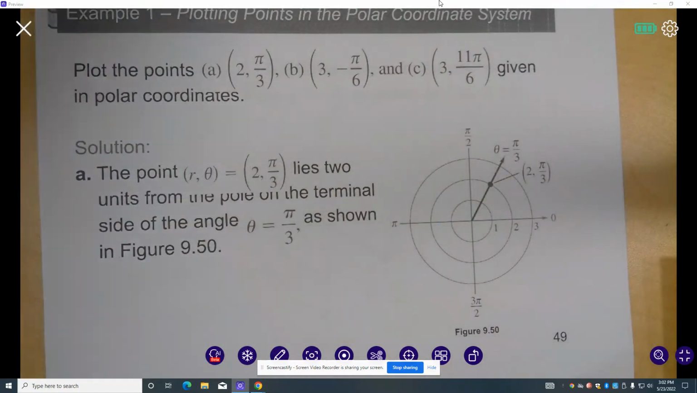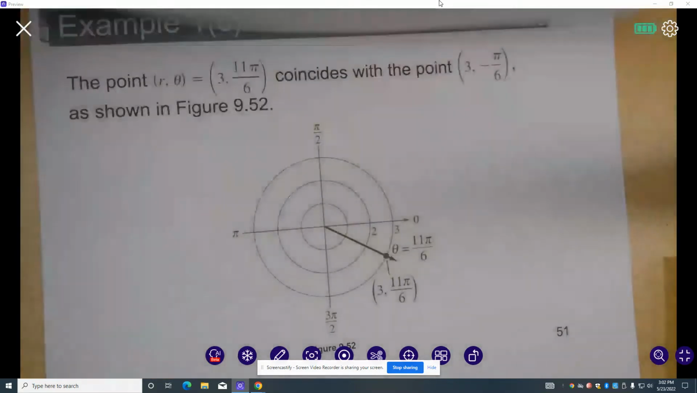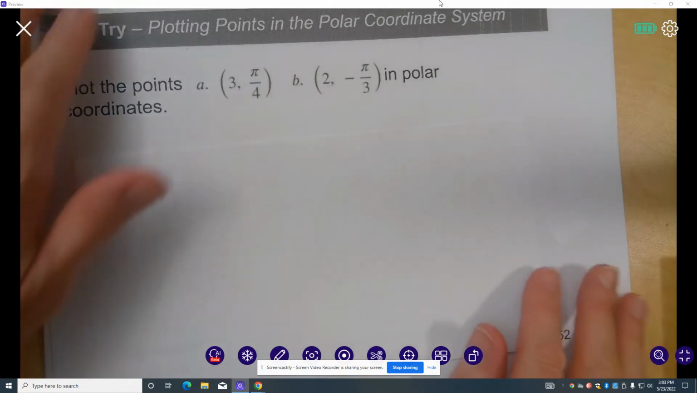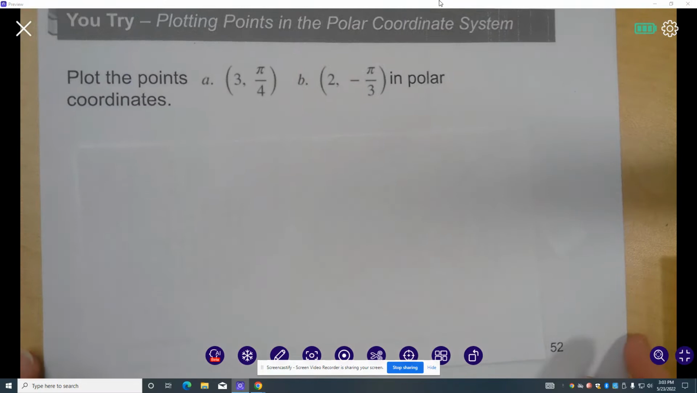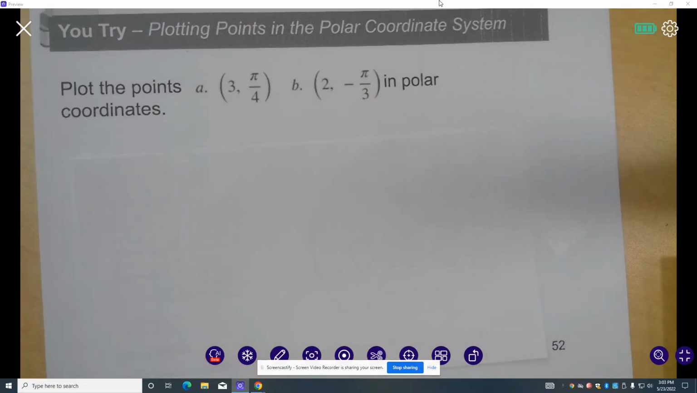These are the solutions to the example I just did, so we will skip over that. Okay, this is your turns, which I would like you to try. So I would like you to pause the video, write these examples out, do it again on your student note packet with the polar coordinate grid. Graph both of those and then unpause the video and check your answer.